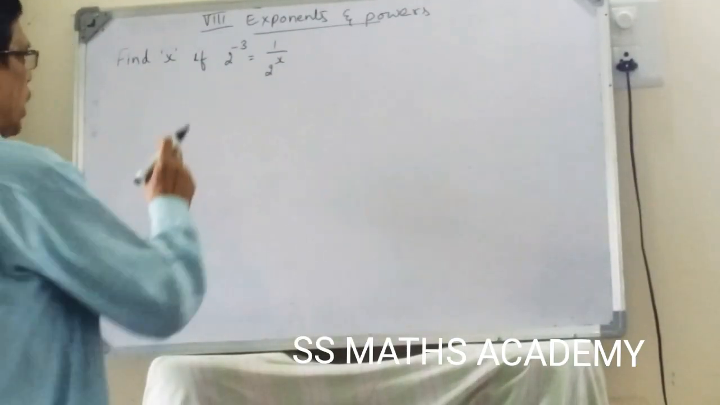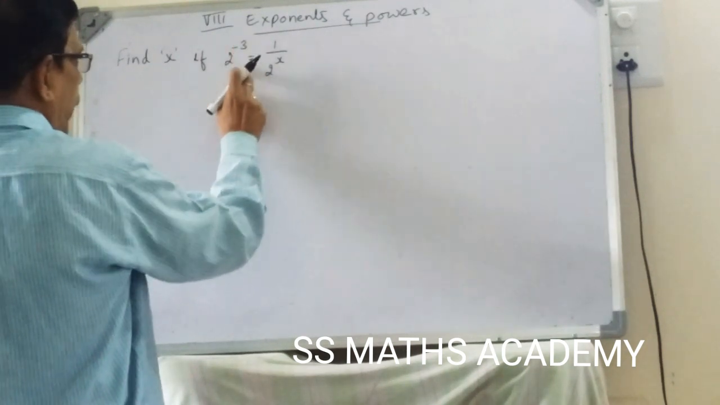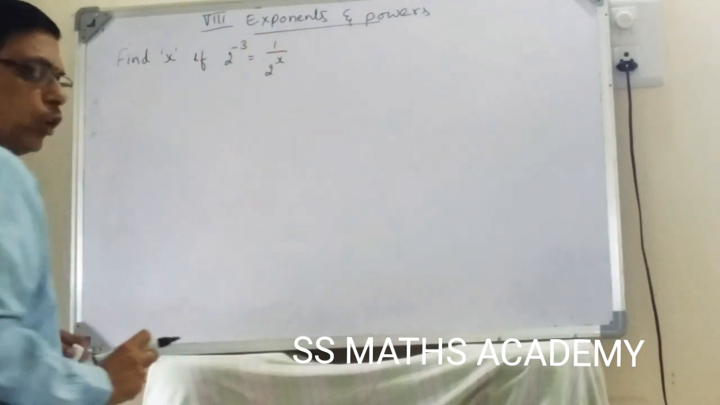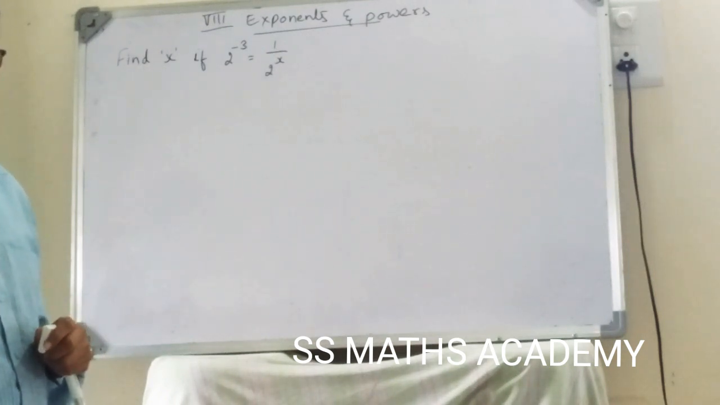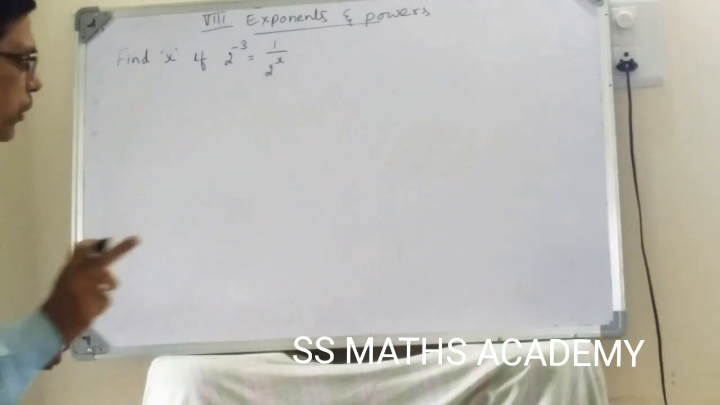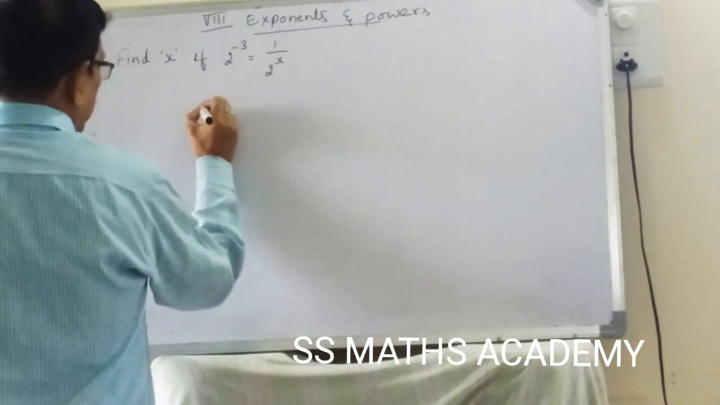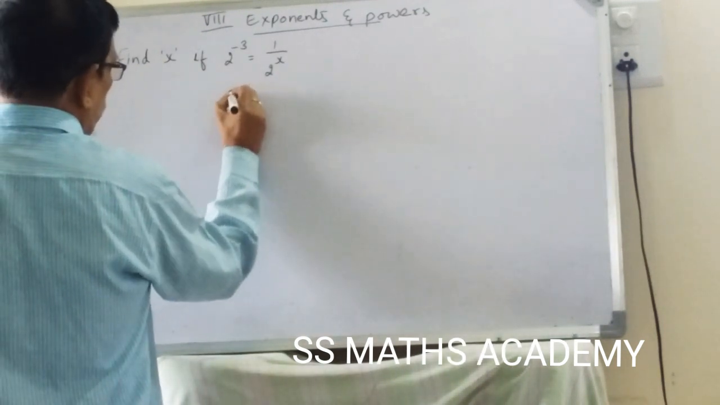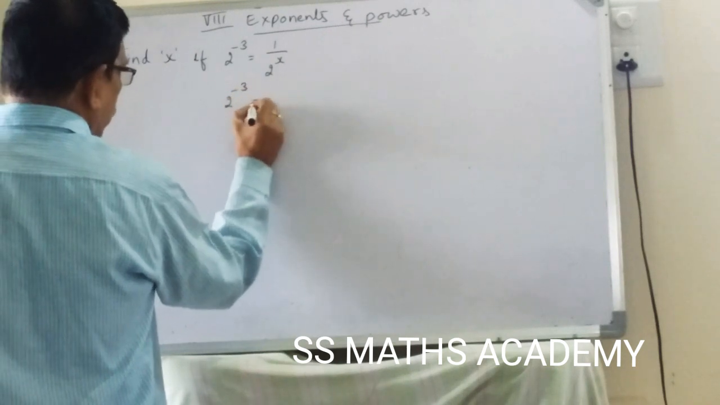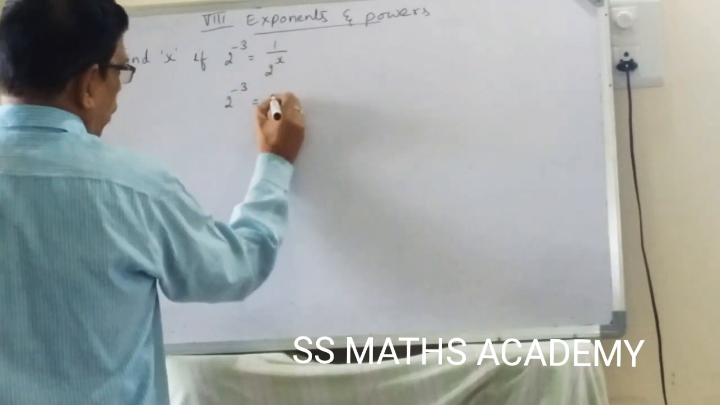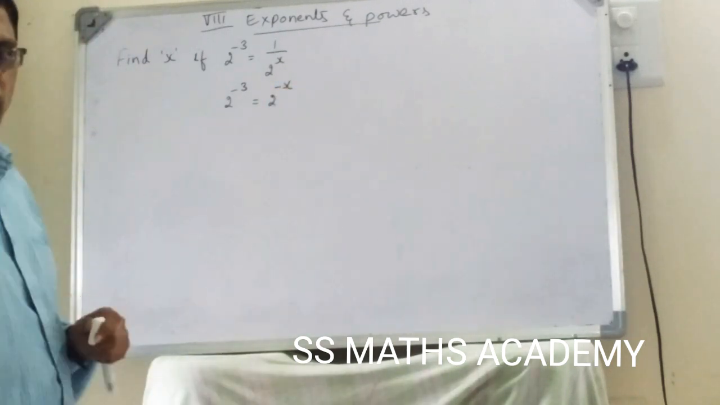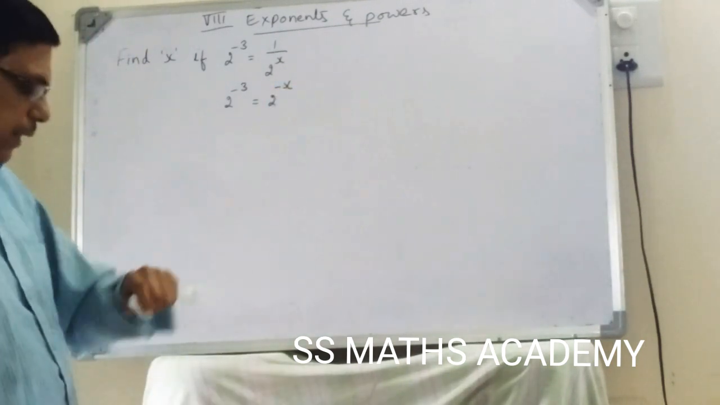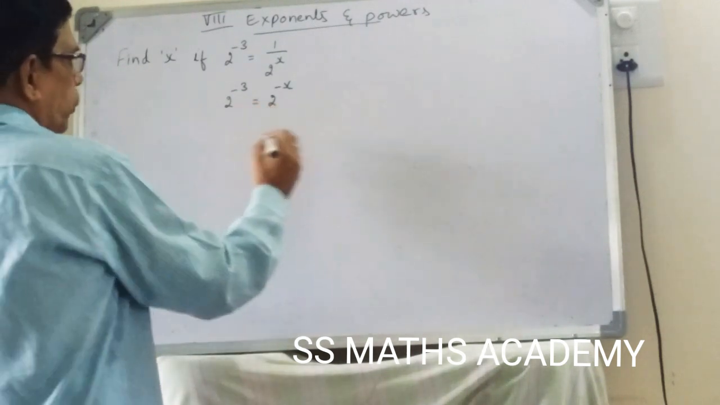Now we find the value of x. If 2^(-3) = 1 / 2^x. In this problem our main intention is to make the bases equal. Therefore how can we write this? 2^(-3) = 1 / 2^x. We can write 1 by 2 to the power of x as 2 to the power of minus x.